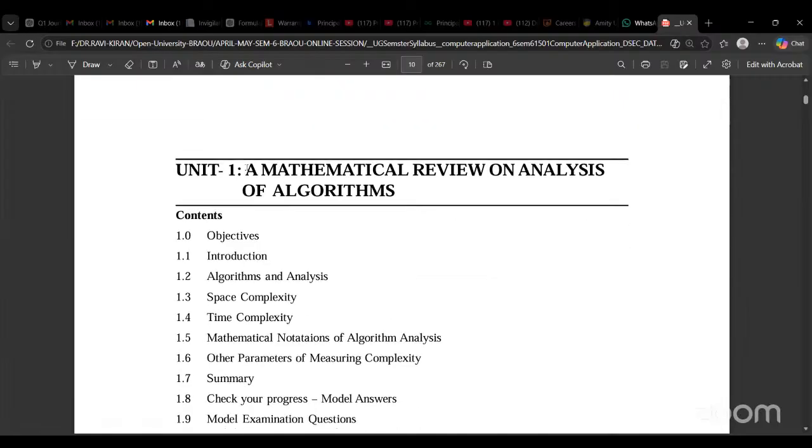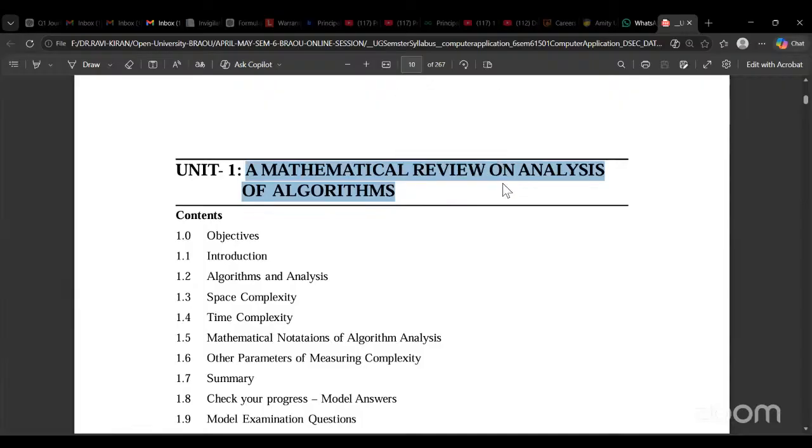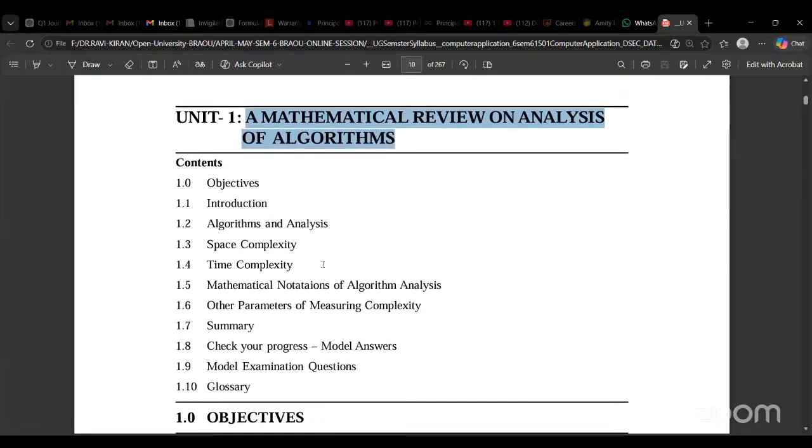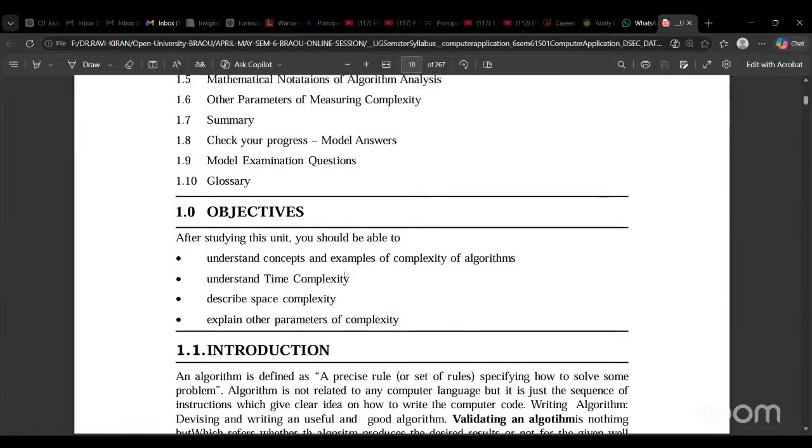Now actually the first topic is a mathematical review on analysis of algorithms. As part of this, we'll understand the objective of this topic, the introduction, algorithms and analysis, what is space complexity and time complexity, and the mathematical notations of algorithm analysis. So these topics we have to understand.